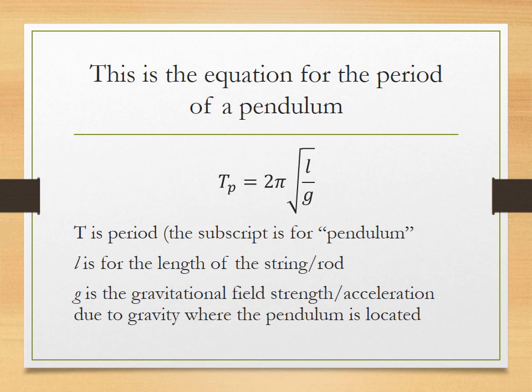If it's a longer string, it has further to go, so it takes longer. If the gravitational force is more at that location than elsewhere, then you've got a lot more potential energy at whatever amplitude you start at, which translates into more kinetic energy, so it's going faster, and so it's going to take less time to make that round trip.